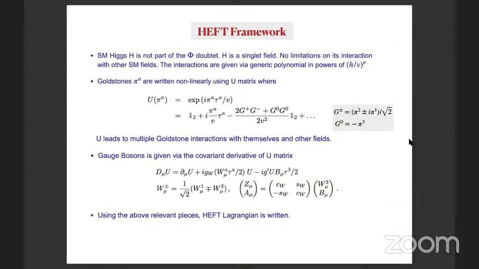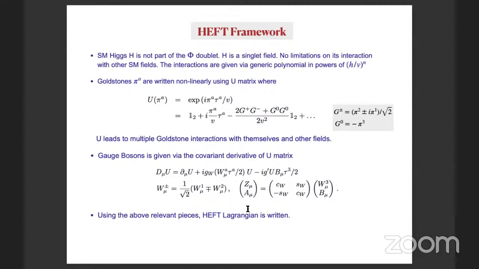As I already mentioned, the standard model Higgs is not part of the phi doublet. So the interactions of the Higgs with the other standard model fields are written using generic polynomials in powers of h. The Goldstones are written as a bidoublet, using this nonlinear parameterization, the U matrix, which is an exponential parameterization. The gauge bosons are written using the covariant derivative, and the physical gauge bosons appear in a similar manner to how they appear in the standard model.